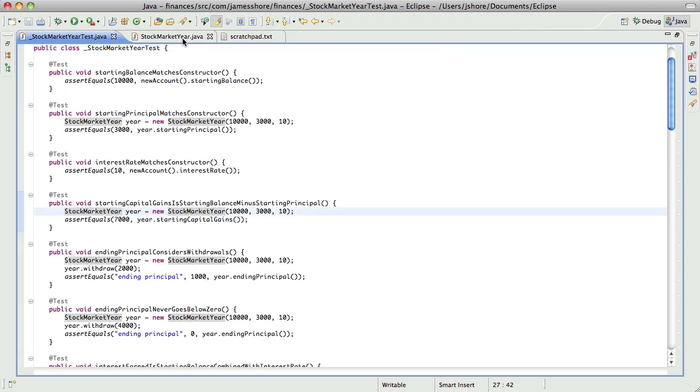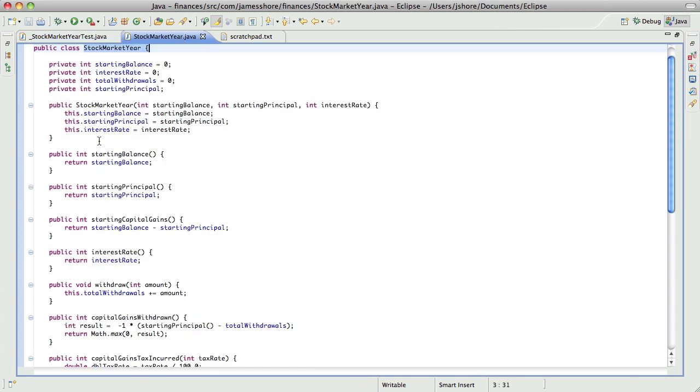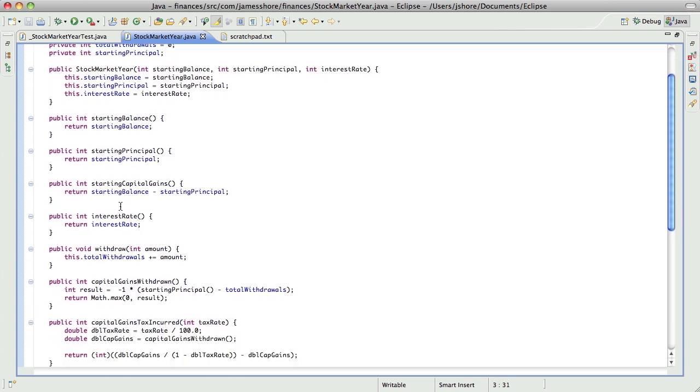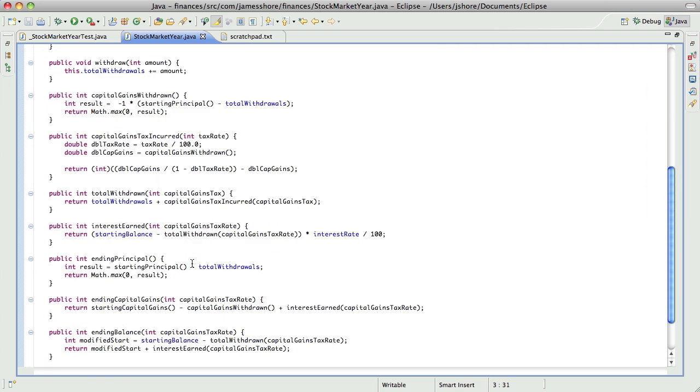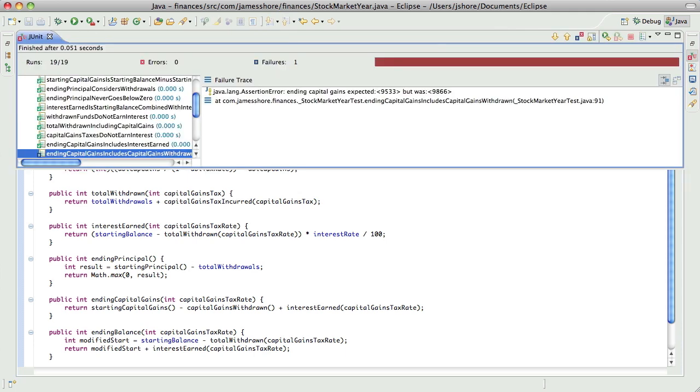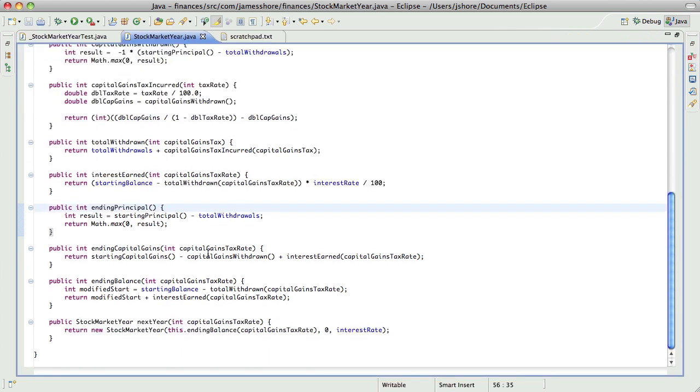Now, when we left off, we had some basic stuff where we had starting balance, starting principal, interest rate, withdrawals, and capital gains tax, which is actually the hardest problem here. And when I left off, it wasn't working. So I'm not sure exactly what's going on here. We expected 9,533, but it was 9,866.